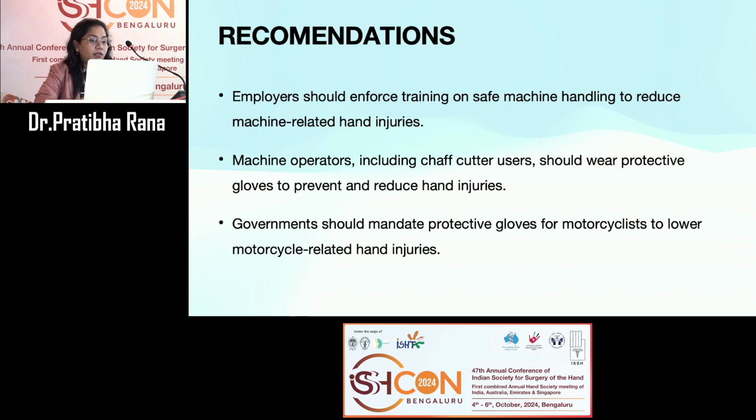So my recommendation for this study: the employer should enforce training and safe machine handling to reduce machine-related injuries. Machine operators, including the shop cutter users, should wear protective gloves to reduce hand injuries, and the government should mandate protective gloves for motorcyclists to lower motorcycle-related hand injuries. Thank you.